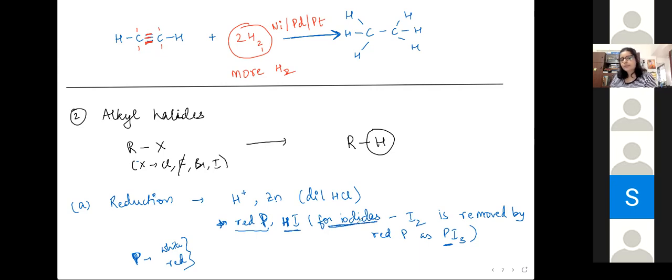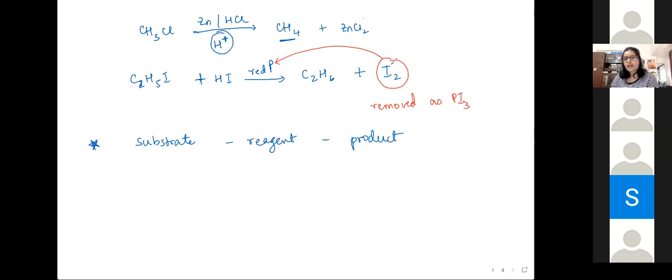The reason why you prefer it for iodides is so that you can remove the iodine that is produced. Because if you don't use the red phosphorus, this iodine is going to react with the ethane, whatever alkane is produced, and then you're not going to get your alkane. You'll be left with this only again. We don't want that. We want to prepare this.